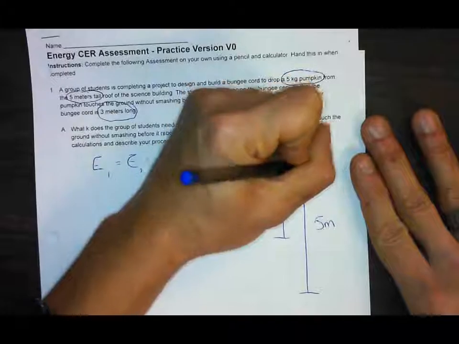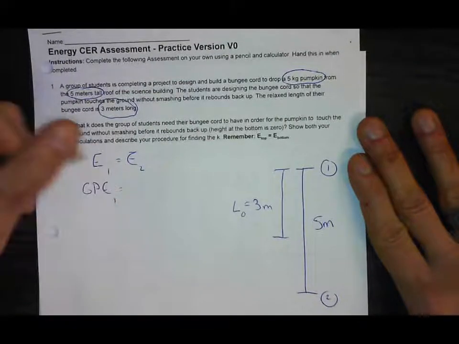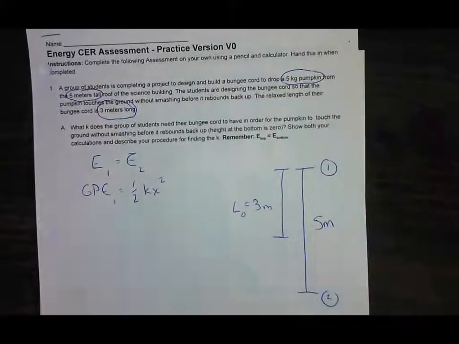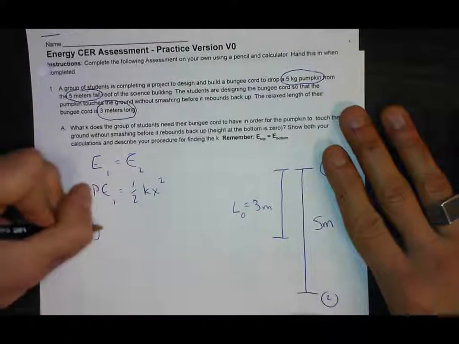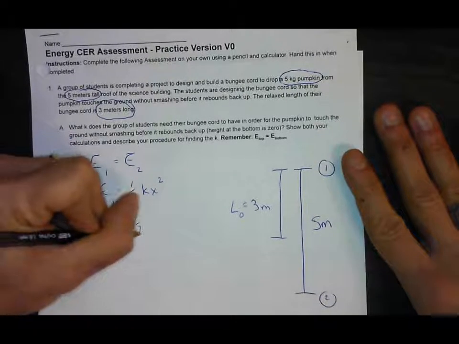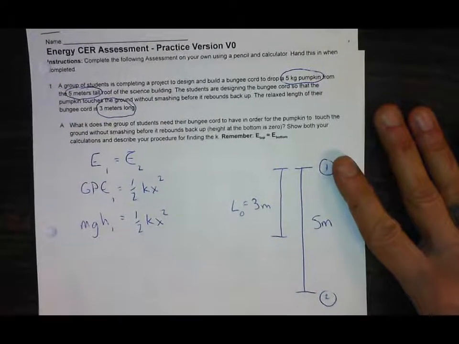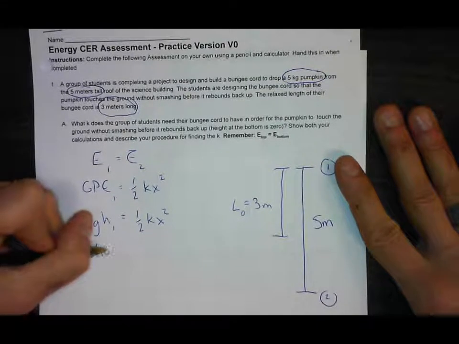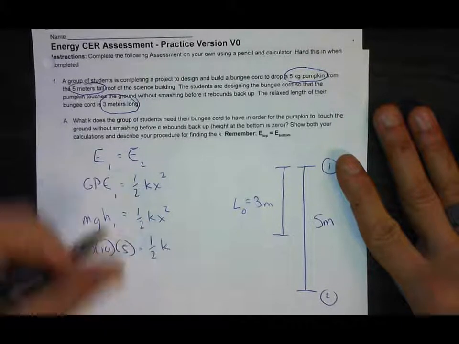At the top, so this being 1 and 2 being the bottom, all you have is GPE. And at the bottom, what you have is 1/2 kx squared. That's EPE, excuse me. And so we know GPE is mgh1, and EPE is 1/2 kx squared. Here it's asking me, what is the K that we need for this situation? The mass of the pumpkin is 5, gravity is 10, and h1 is 5. I need to find K.